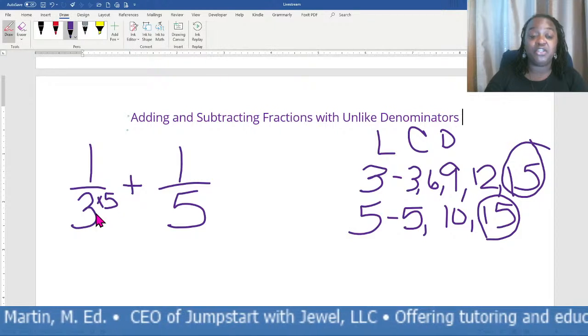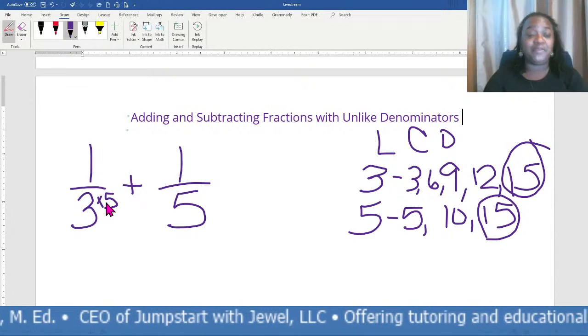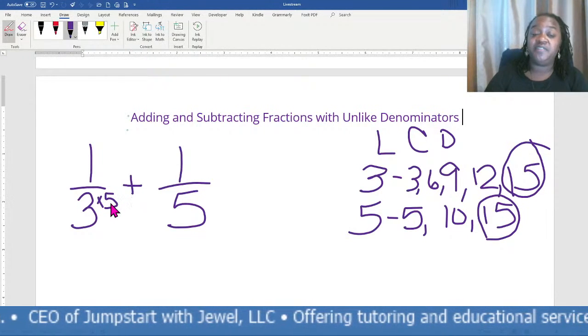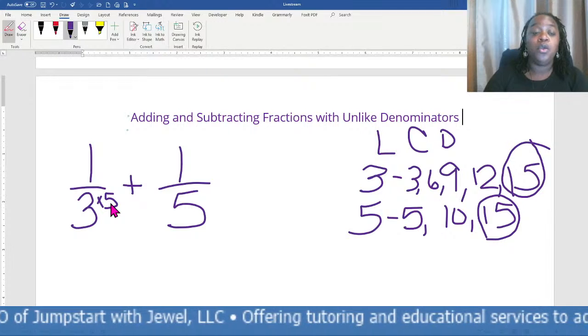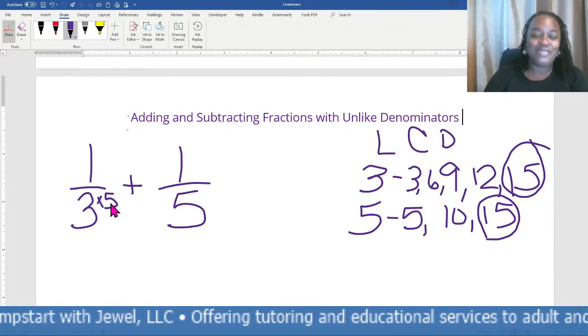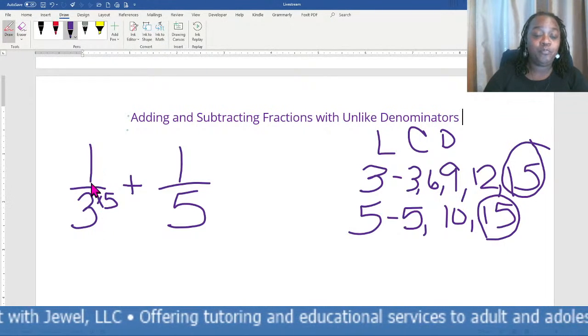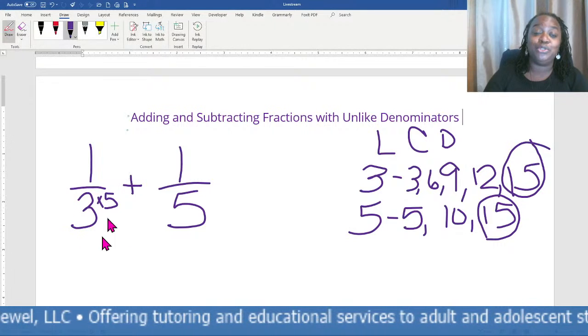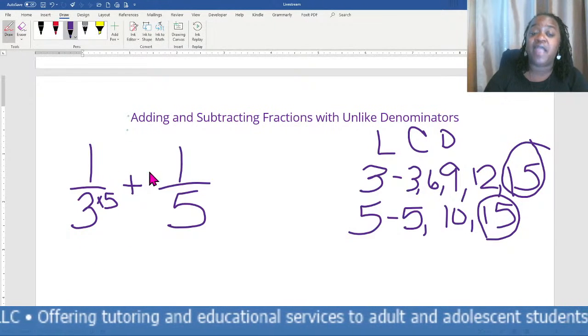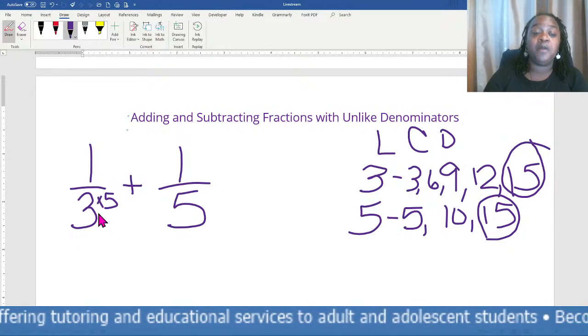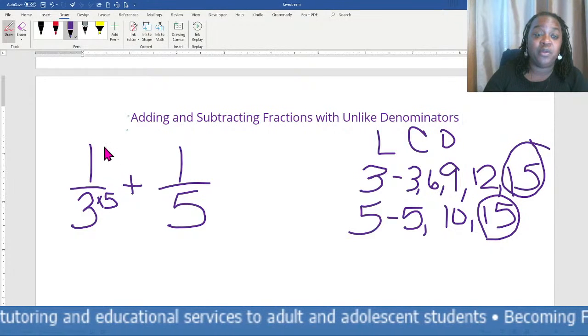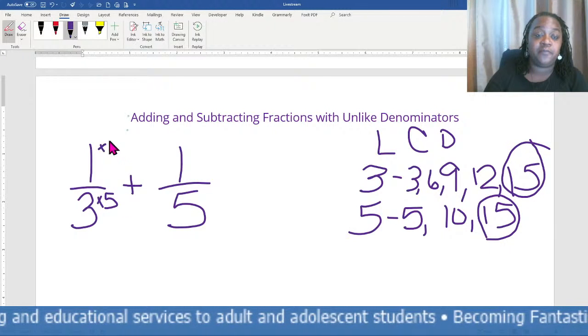When you multiply by 5, it gives you 15. So 3 times 5 equals 15. So whatever you do to the denominator, you do to the numerator. That's how fractions work. So if we're multiplying the denominator by 5, we're going to multiply the numerator by 5.